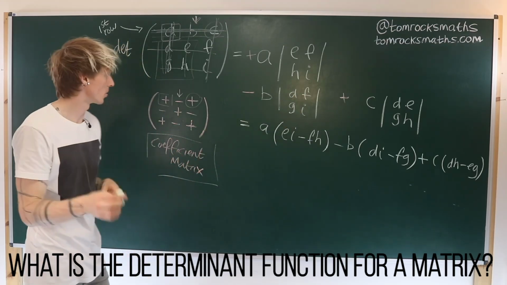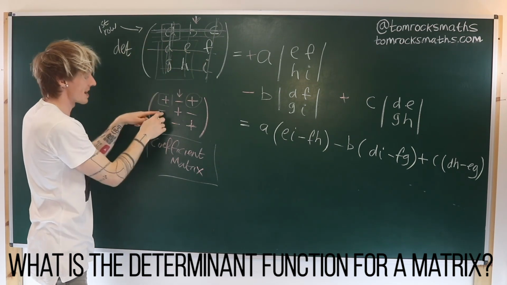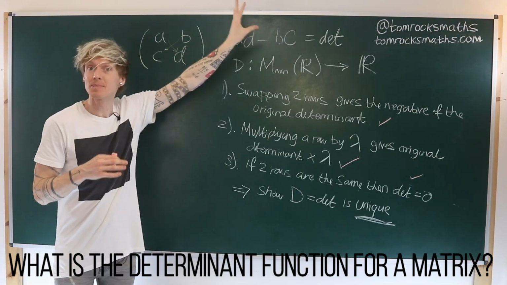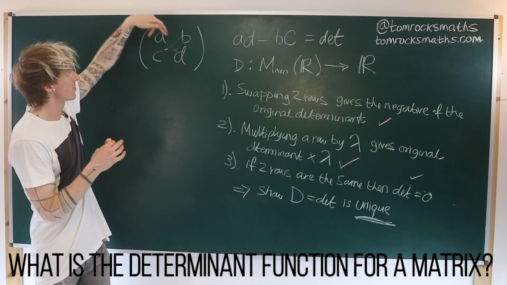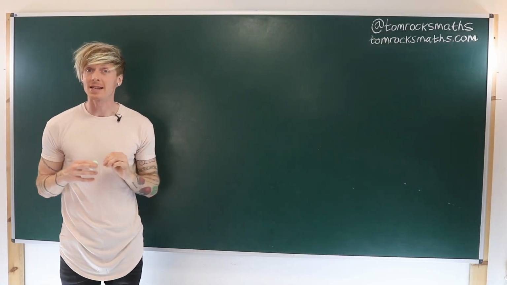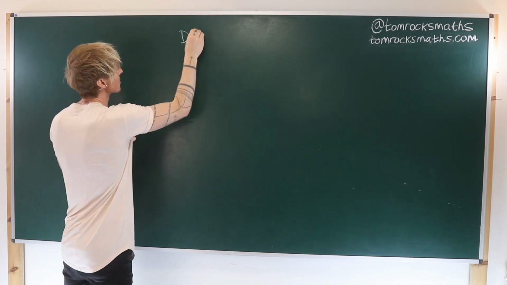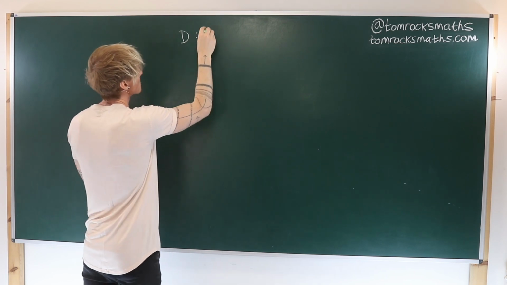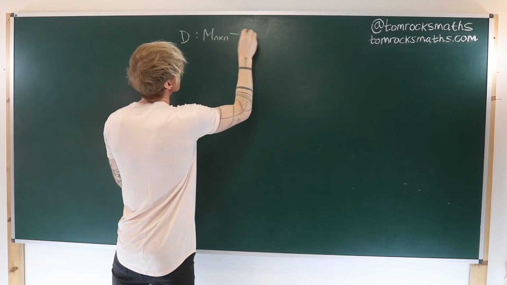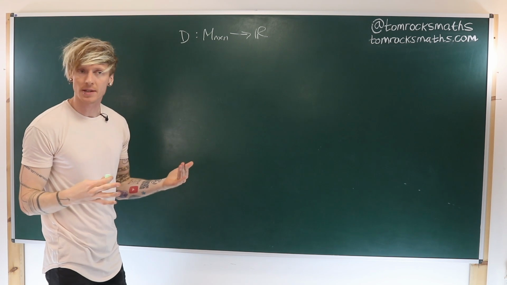In part 1, we saw how to calculate determinants explicitly for 2x2 and 3x3 matrices, and we also explored some of the properties of the determinant function. These are going to be really important in what we're doing in this video, so here's a quick reminder. The determinant function is a function d which maps from the n by n matrices to the real numbers such that it has the following properties.